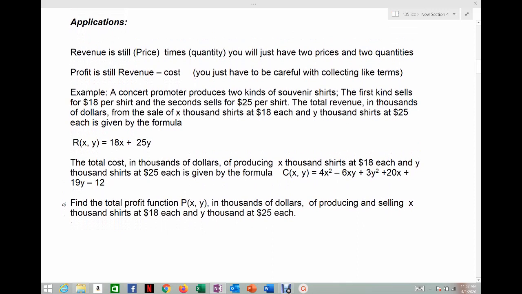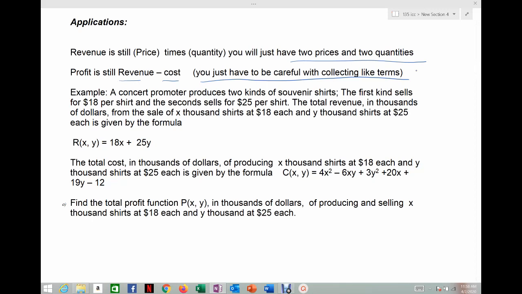When we're talking revenue, revenue is still price times quantity. We'll have two prices and two quantities. Profit is still revenue minus cost. You just have to be careful when you collect like terms. We can only add things with the same variable parts.